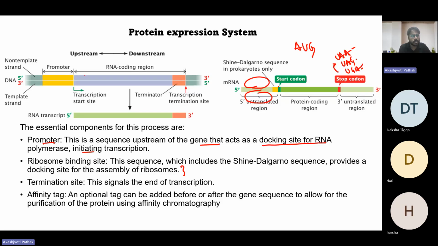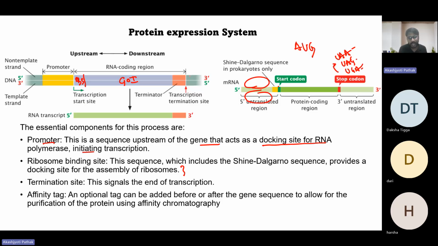There must be a ribosomal binding site. So somewhere here you must have your ribosomal binding site, or if it is a bacterial expression host, then on a bacterial vector there will be a ribosomal binding site next to the promoter region. Then after that there will be your gene of interest, and following your gene of interest there will be a transcription termination site. After that you can add an affinity tag.